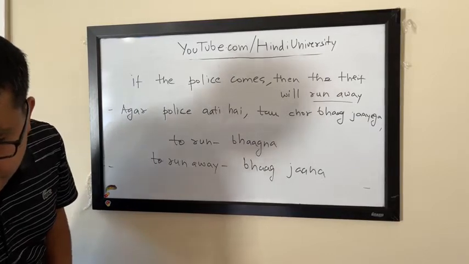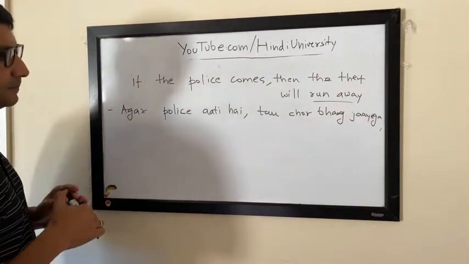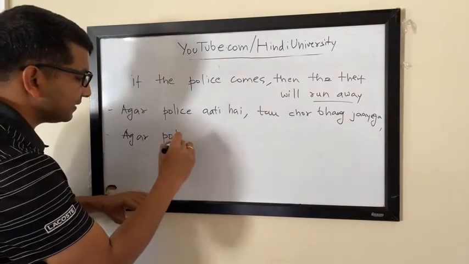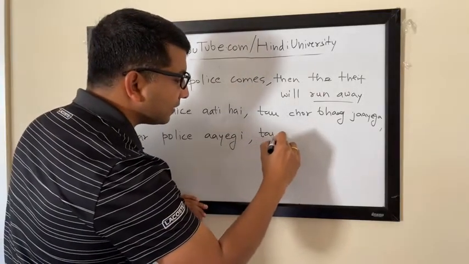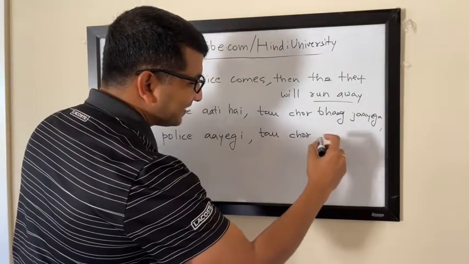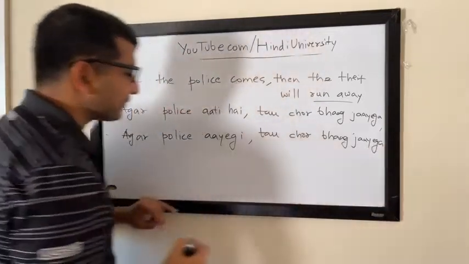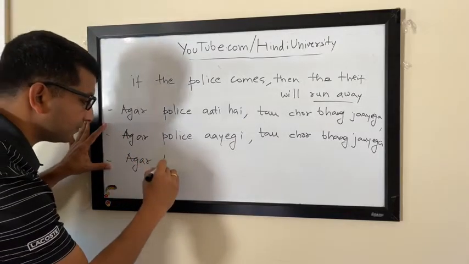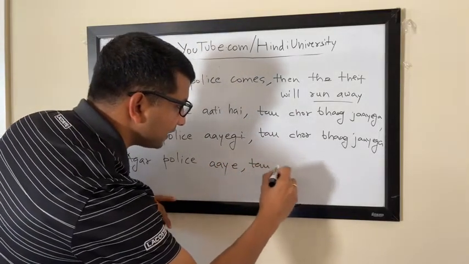Great work there. Nandini ji, you want to try the second one and the third one? अगर पुलिस आएगी, okay, अगर पुलिस आएगी, वो भाग जाएगा. अगर पुलिस आएगी तो कौन भाग जाएगा? तो वो भाग जाएगा. So here we have a thief. Thief is chor. Chor, sorry, I just confused. चोर भाग जाएगा. Okay. You want to do the third one also? Agar police aaye to chor bhag jayega. Awesome.